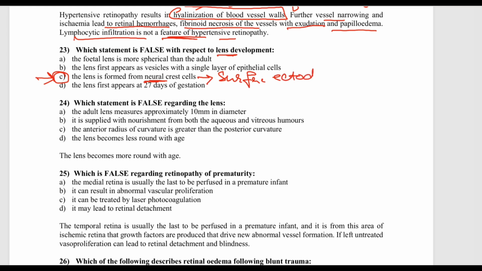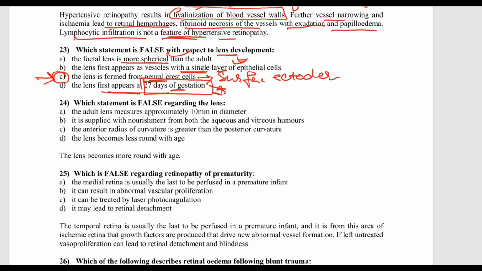Surface ectoderm. Remember these correct options. The fetal lens is more spherical than the adult. The lens appears as a vesicle within a single layer of epithelial cells. This date is very important, 27 days of gestation.